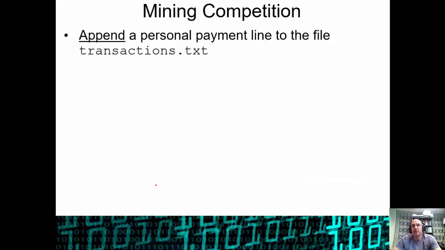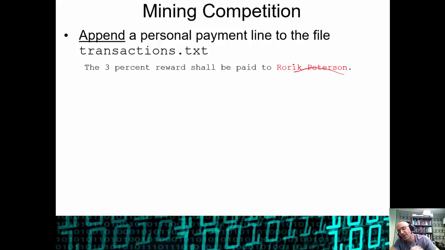So here's the mining competition. This is the extra credit. Everyone needs to write the recursive function, but once you've done that, you might as well compete in the competition and see if you can get those 3 percentage points. So what you'll do is you'll just use your program, but you will then go ahead and append a personal statement line to your file, just like you would kind of do in Bitcoin. That sentence that you're going to add to that file says the 3% reward shall be paid to, and then make sure you put your name in there.